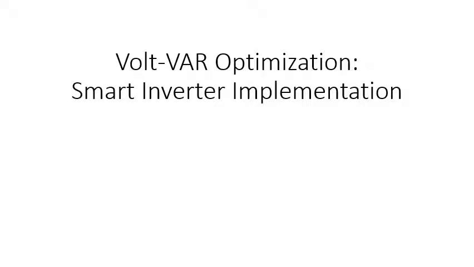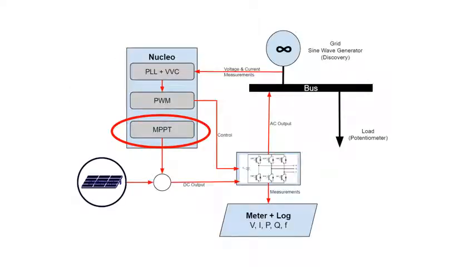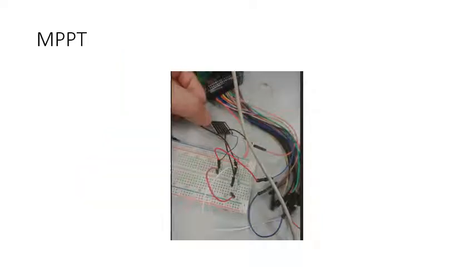Hello, today we'll be talking about VAR Optimization implementing a smart inverter. So here we have a PV source, and the first step will be to implement the maximum power point tracking on it. So maximum power point tracking's goal is to extract the maximum available power from the PV model, making the voltage to its most efficient level for the PV to operate.